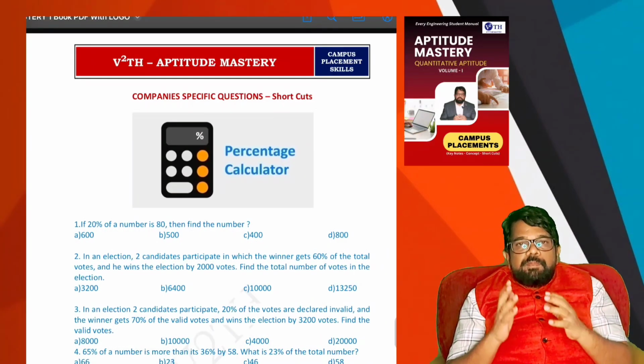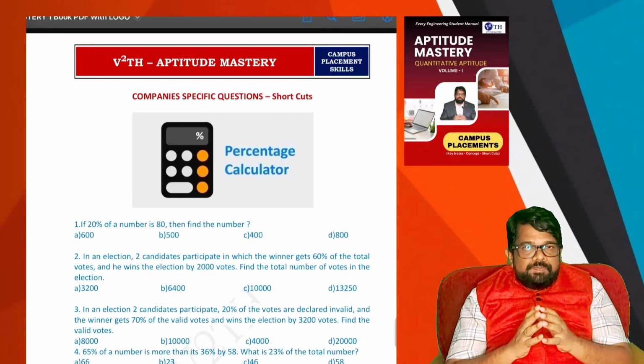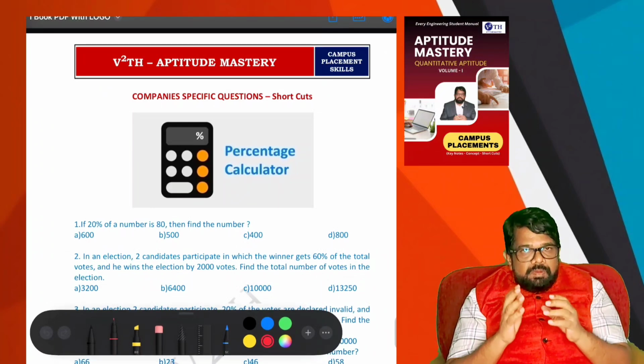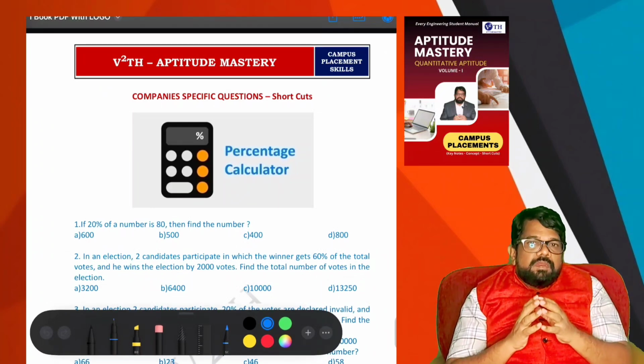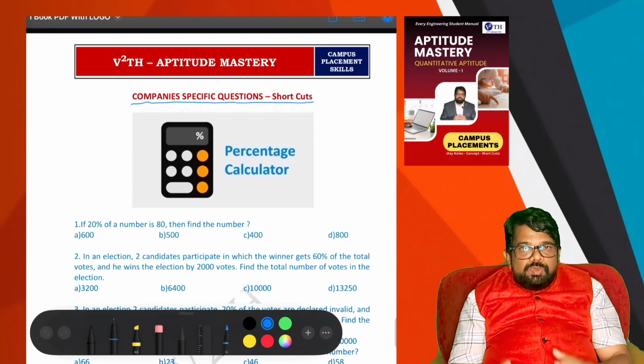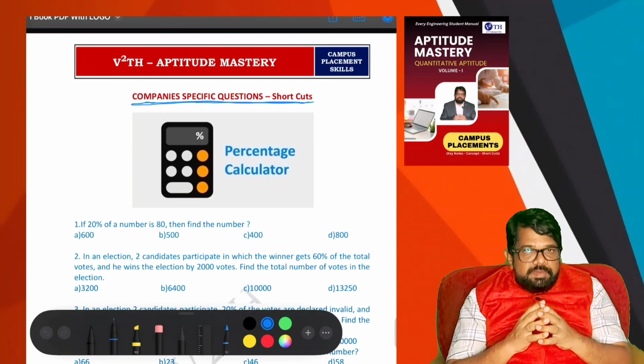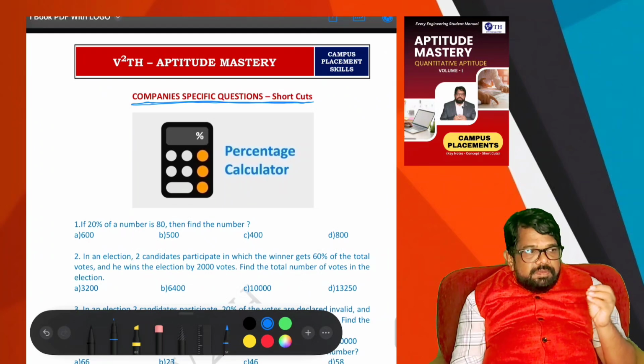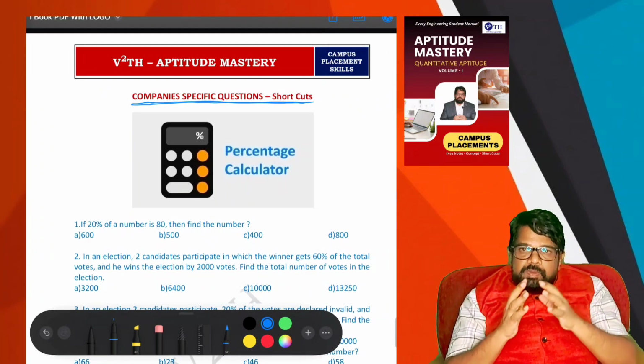Percentage, company specific quotients. Now this is part 9. Already 8 parts are over. First you go through that. So 8 parts it is. Now this is company specific quotients.